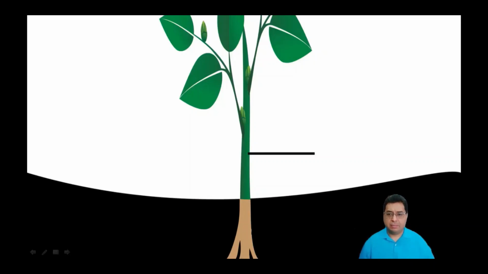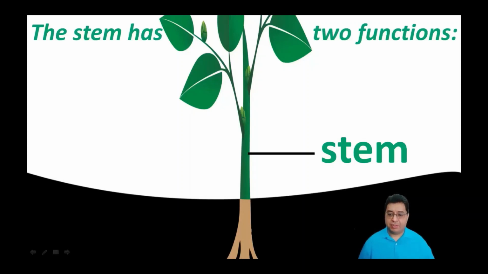So looking at the black line here, what part of the plant is this? That's right, it's the stem. So what does the stem do? Well, the stem has two functions.